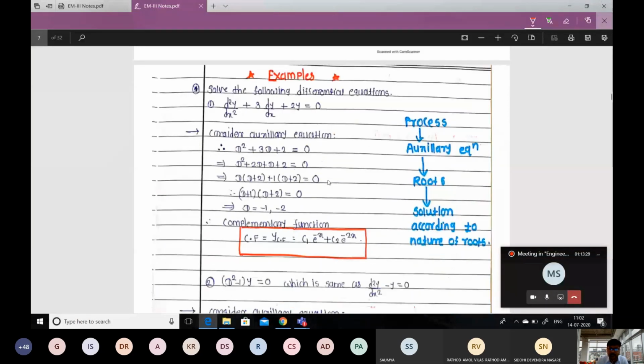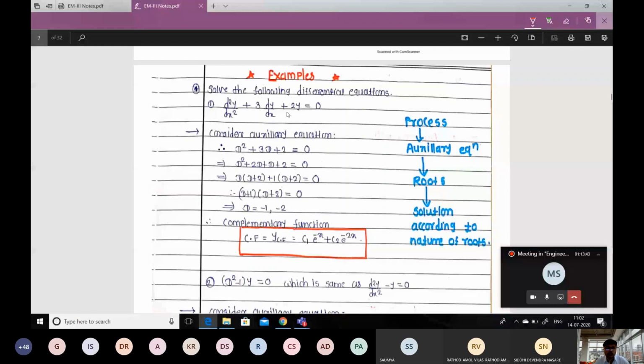Okay, a little bit on the right hand side I have written the process. The process is very simple: consider the auxiliary equation. Let me tell you one example. Solve the following differential equation: d2y by dx square plus 3 times dy by dx plus 2 times y equal to 0. Look at the right hand side of this page. Process: auxiliary equation, then roots, then solution according to nature of roots. According to nature of roots means what? Case number 1, case number 2.